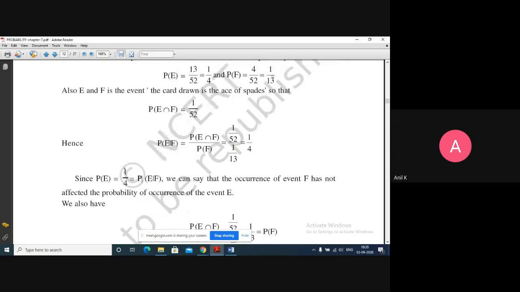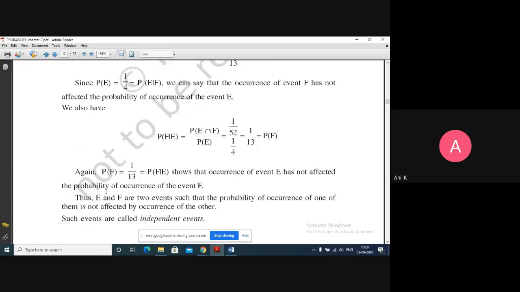Then I go through the process of the probability of happening E after happening of F. Then also my answer is 1 by 4. That means whether event F happens or whether event F doesn't happen, it's not going to make any difference. My answer still is going to be 1 by 4, whether F happens first or not. That means the happening of event E is not depending on the happening of event F. So here I can say E and F both are independent events.